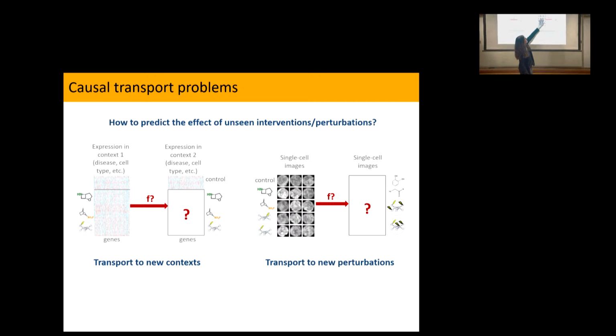So the question is, even if I already know which context I care about, say a particular cell type in a particular disease context, and I have a large-scale perturbation screen done on them, I would like to be able to predict what happens under other perturbations, right? So another drug that I haven't seen, or another combination of genetic perturbations that I haven't seen yet. Okay, so this is a different problem. This is transporting to new perturbations or interventions. Okay, so you can transport to new contexts, or you can transport to new perturbations. So these are the types of questions that I'll talk about.